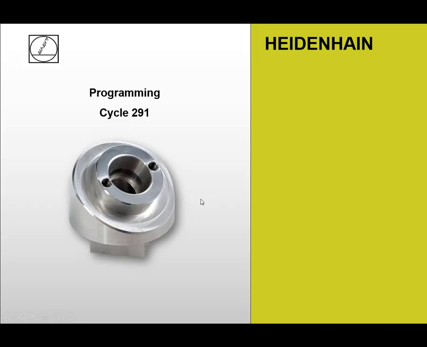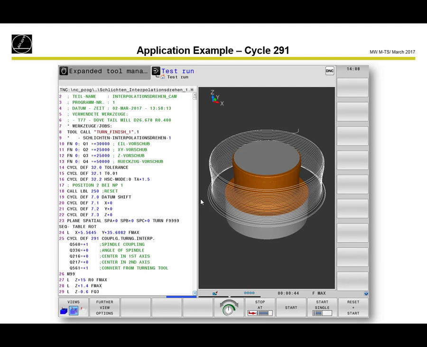So, back to the presentation. Next step, the next cycle is cycle 291. The 291 is only spindle coupling, so not combined with any contour cycle. So this cycle 291 we can use when we have a CAM program. For example, in the application here, we have a CAM program, and the CAM output was this contour. There's a back cut here. So the CAM program is a linear X, Y, and Z movement. And we just add the cycle 291 spindle coupling.